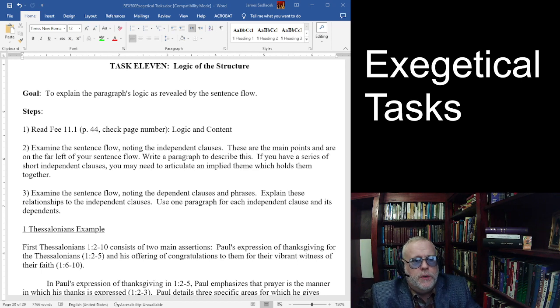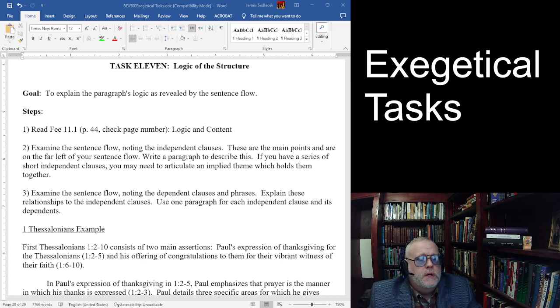In this video, we're going to be looking at task 11. Task 11 is related to the logic of the structure of your passage. This is to explain your paragraph's logic as revealed in your sentence flowchart. I'm going to be transitioning to the PowerPoint presentation.